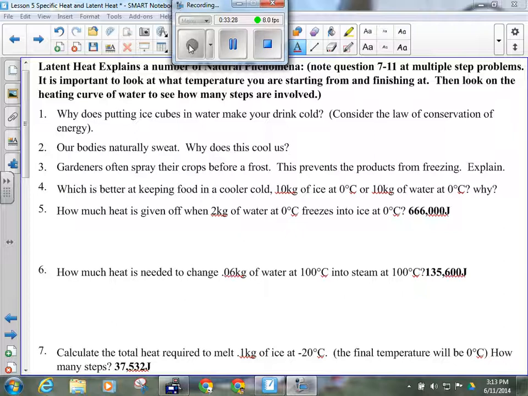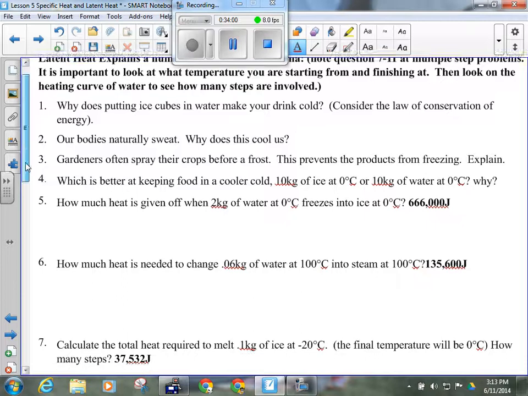Number 4, which is better at keeping food in a cooler cold, 10 kilograms of ice at 0 degrees or 10 kilograms of water at 0 degrees? Ice. Again, it has less total thermal energy than water, which means it can absorb more energy than water can, because it still has to change state. For every gram of ice, that's an extra 333 joules of warmth that can be absorbed from your food. So ice is certainly better.